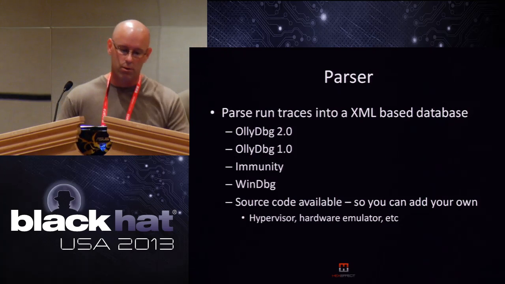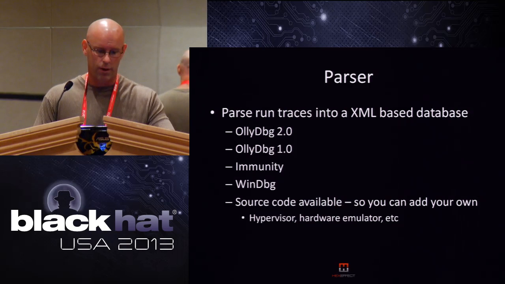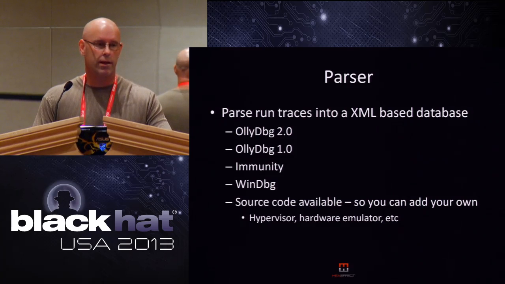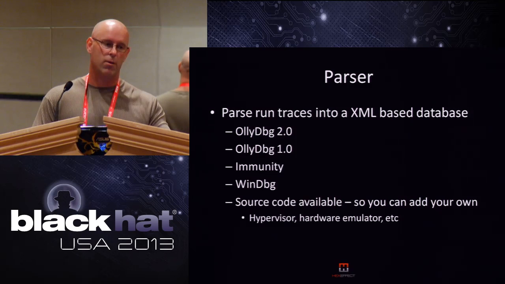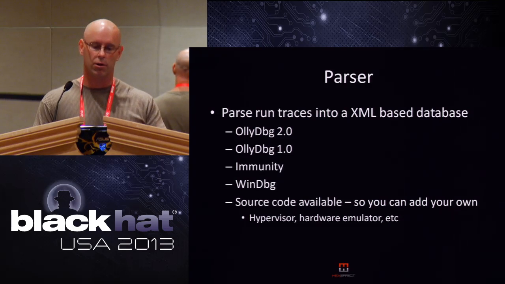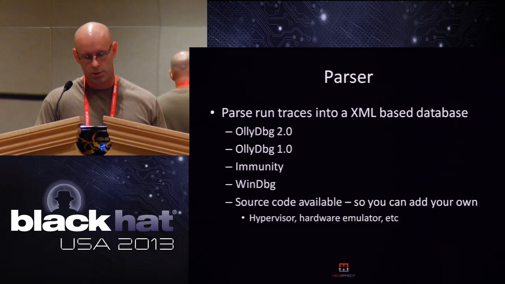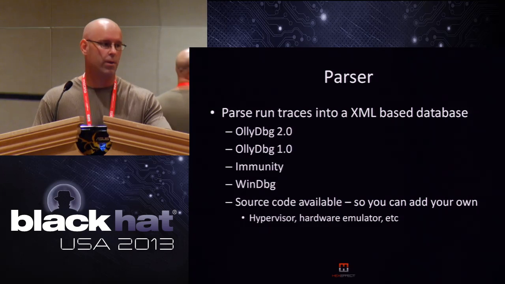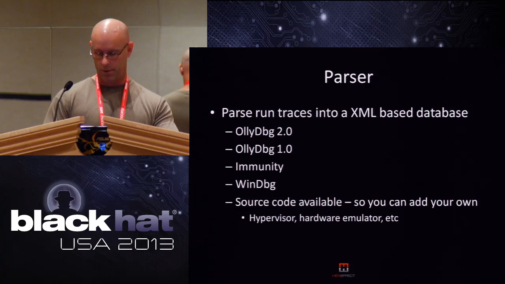So talking about the parser, I picked a couple common ones out there: OllyDbg 1 and 2, Immunity, and WinDbg. The idea is when it parses it in, it creates an XML database. For Python, there's a nice little XML parser I can use and reference, pull out instructions, or, as you're looking at run traces, look at register effects and what the results are, those types of things. And the other idea is, with the source code being available, if you have your own custom hypervisor or hardware emulator, once upon a time I had one when I was in the Air Force, they're pretty useful, but they're pretty expensive, so you can customize it.